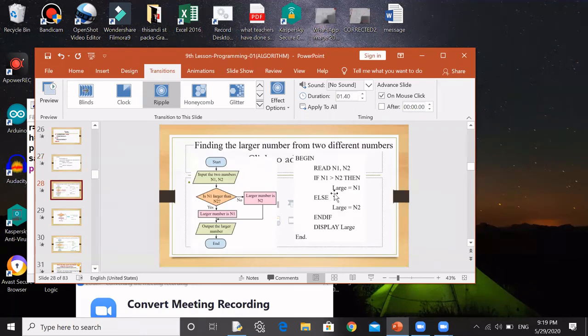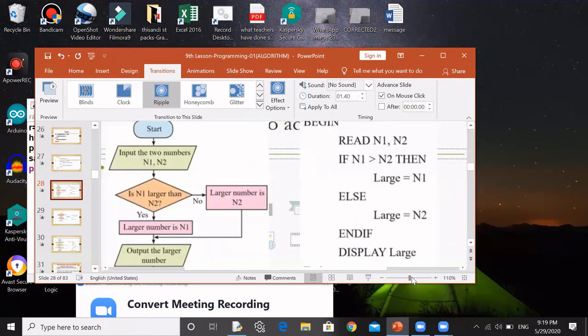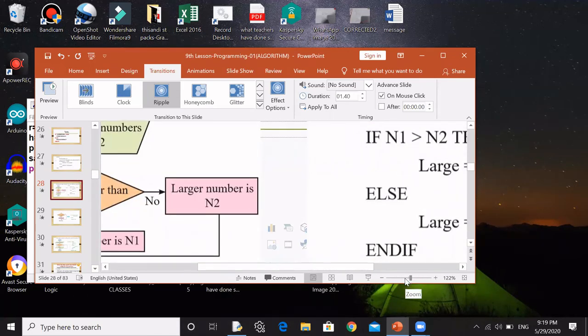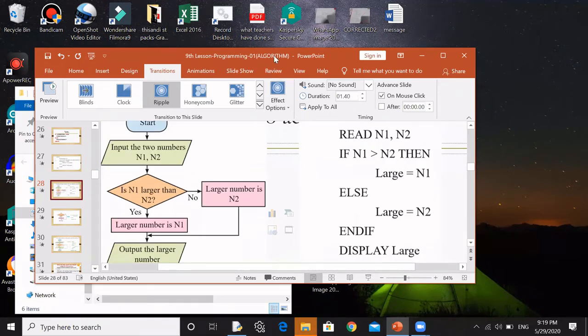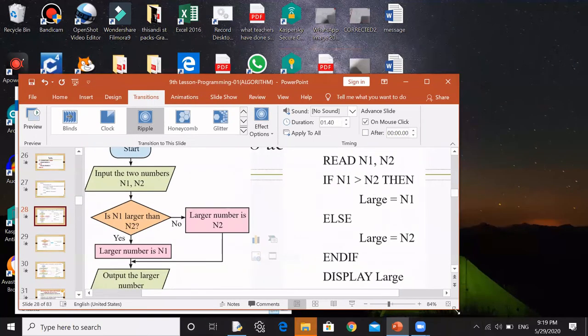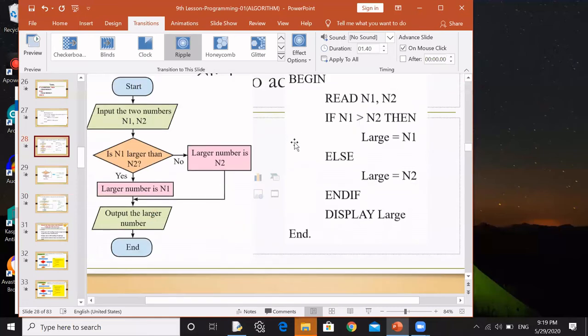මම ඉතින් large number එක හොයන එක. Right, so that is very important. You can see there are two numbers, right? There are two numbers here. So after we have to check whether the n1 is larger than n2. If it is yes, larger one is n1, otherwise n2 is the larger one, then output. So this is one of the methods, right?